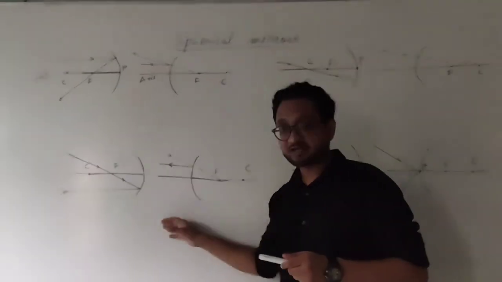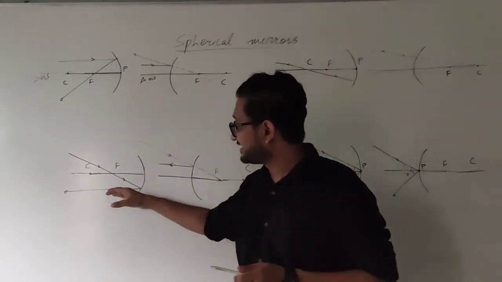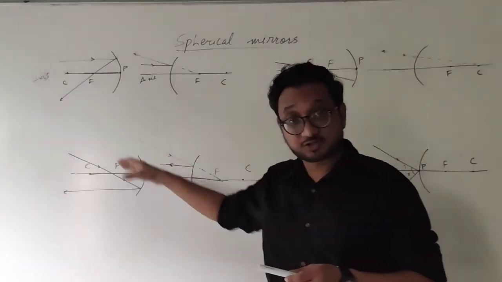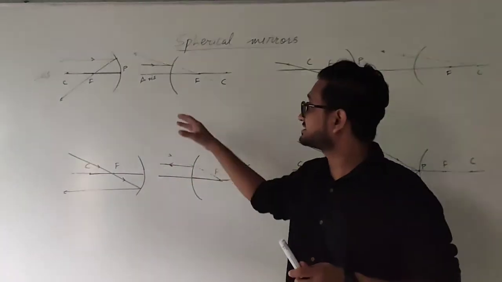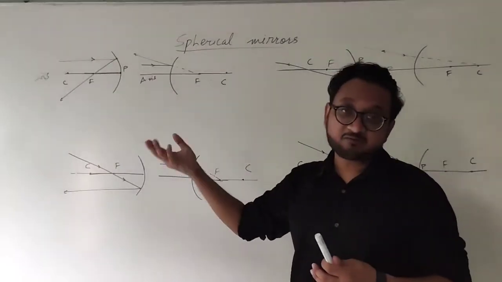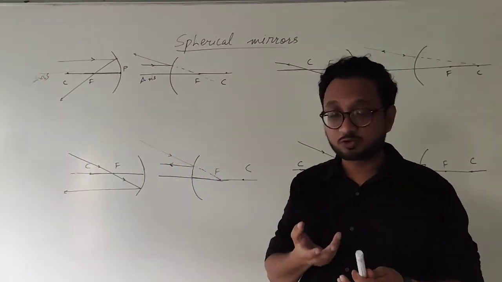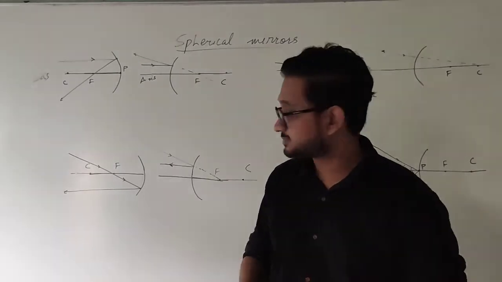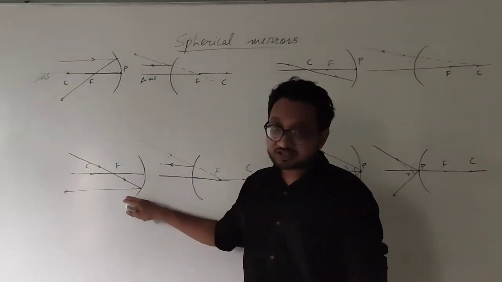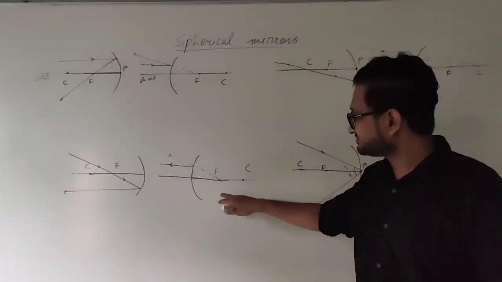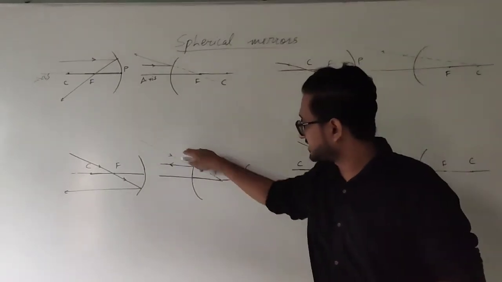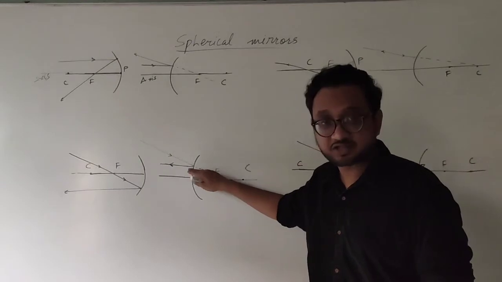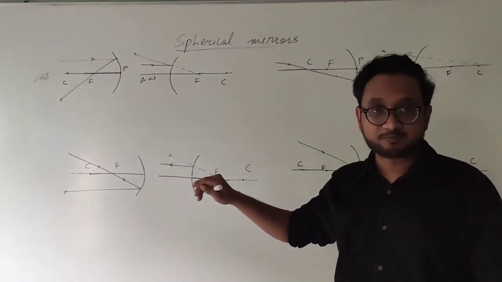Okay? In the second case, if the ray of light is incident on the mirror while passing through focus, okay, in first case it was parallel, and after reflection it is going to pass through focus point. But in the second case, if it is passing through focus point, then after incident it will become parallel. Same thing over here, if it is passing through focus or it seems to pass through focus, then after reflection it will become parallel. Okay?